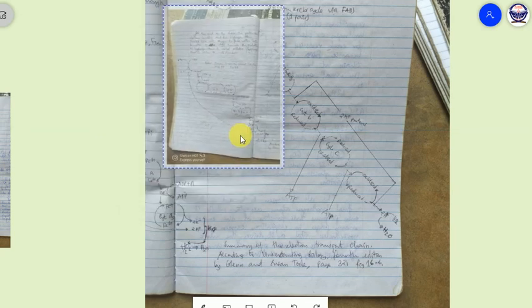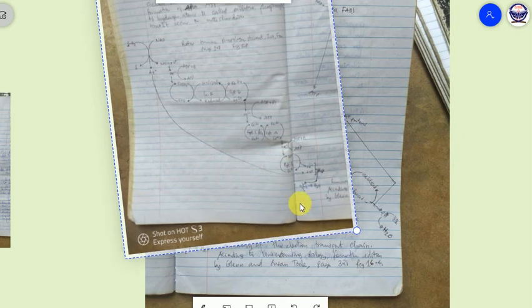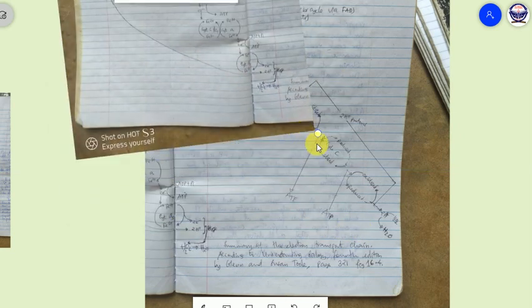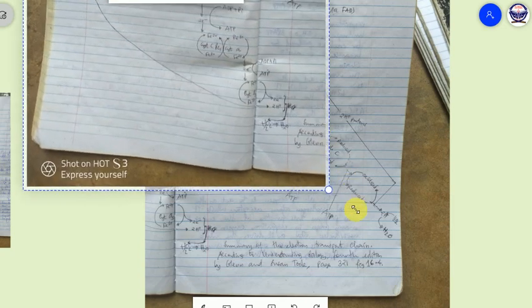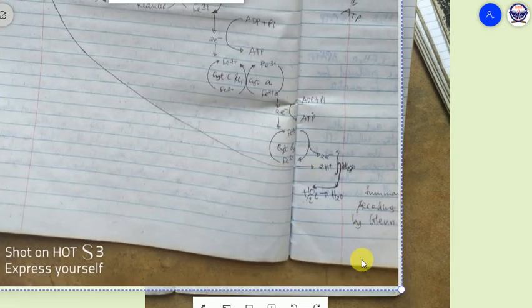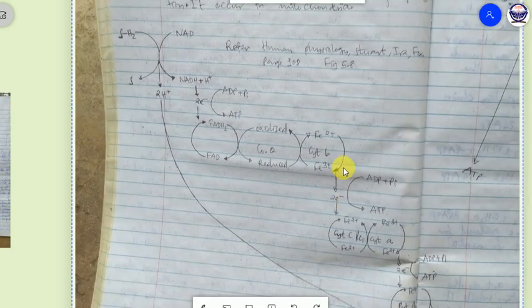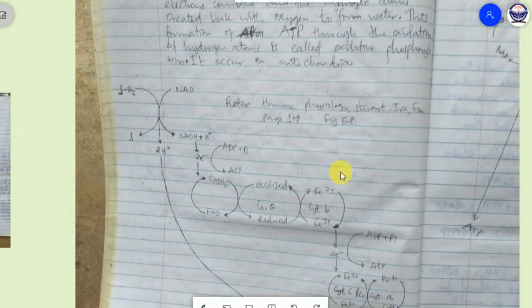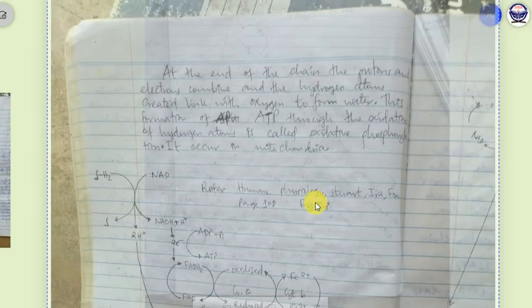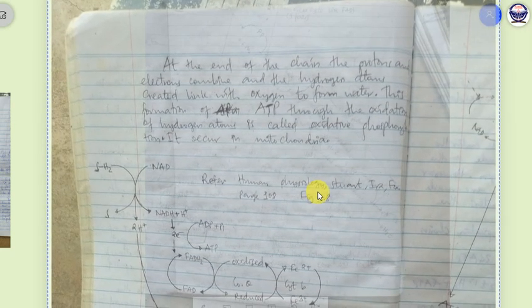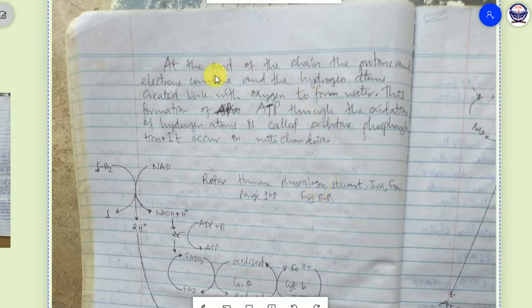Now, here we have a detailed mechanism, or a detailed step-by-step description of how the electron transport chain takes place. However, my diagram is somehow large, so you will just tolerate. I will explain it very slowly, and I'm sure you will understand what I mean and what we wanted to discuss in this part. Now we are saying that at the end of the chain, the proton and the electron combine, and the hydrogen atoms created link with oxygen to form water.